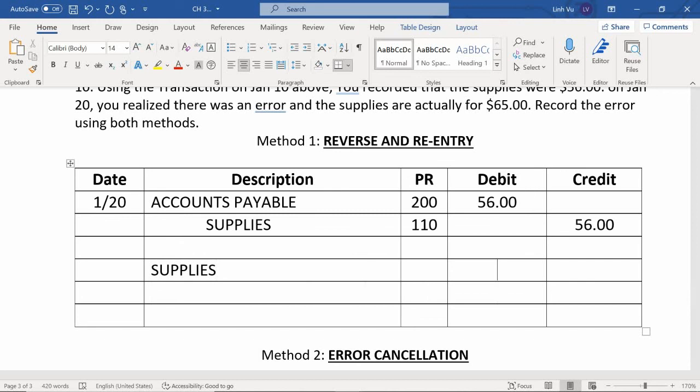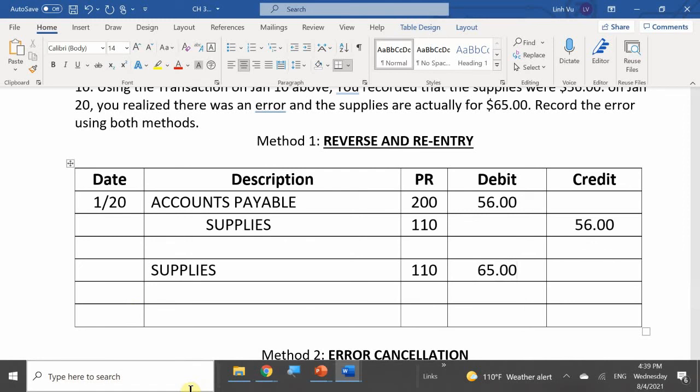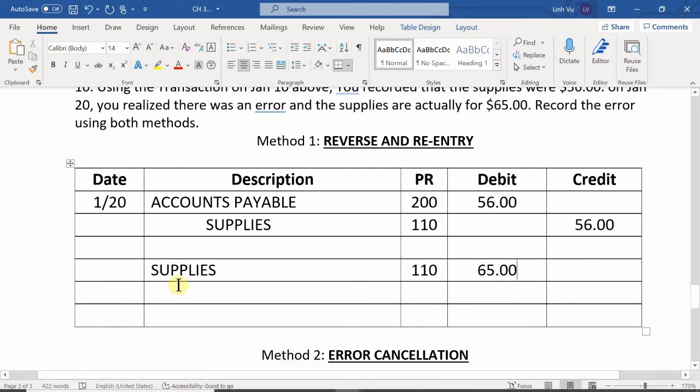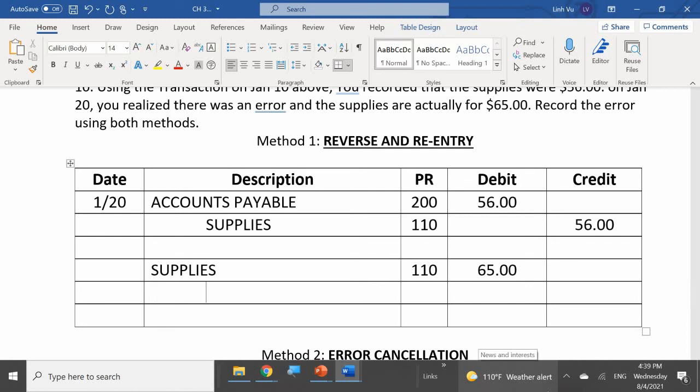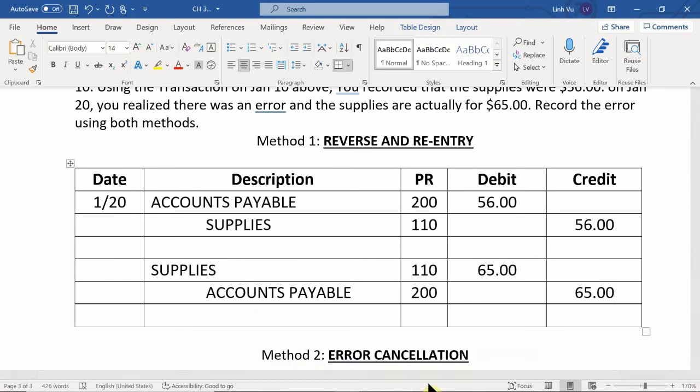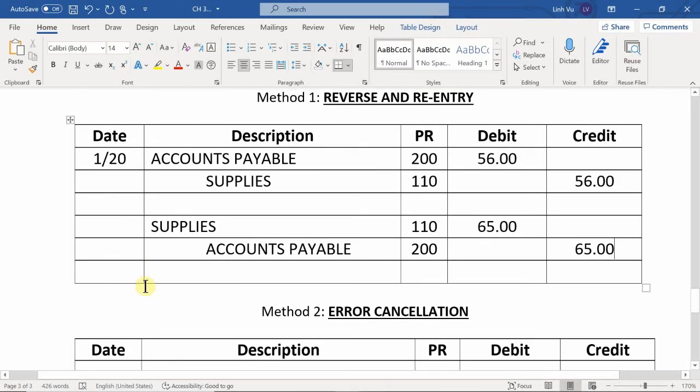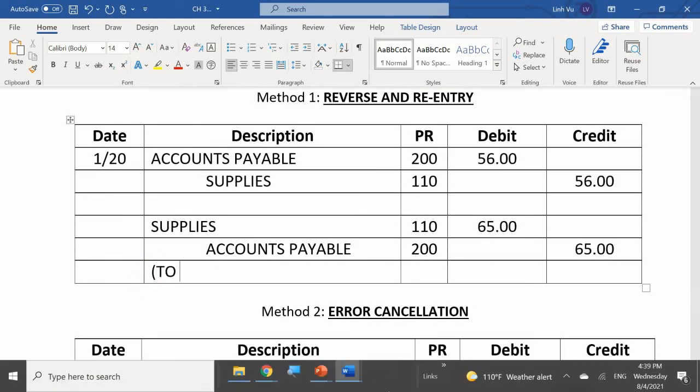So for $56, and you have accounts payable for $56. Not 56, no, it's 65. Good, there you go, 65. So this is using the reverse and re-entry method. It goes to 65. And this is where you could go ahead and practice your entry here, to correct error on January 10.